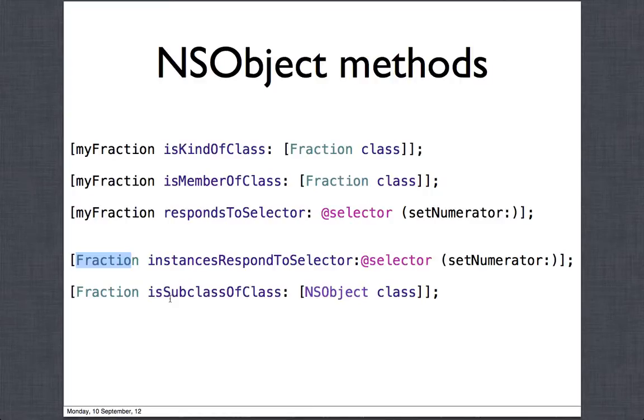And you can also check if this class is a subclass of some other class. So since we created a fraction and inherited that fraction from NSObject, this whole thing will return true because Fraction is actually a subclass of class NSObject. And again, you can check the documentation and see there are a lot of things that are used. We're going to cover only those that we're actually going to use in the lectures.